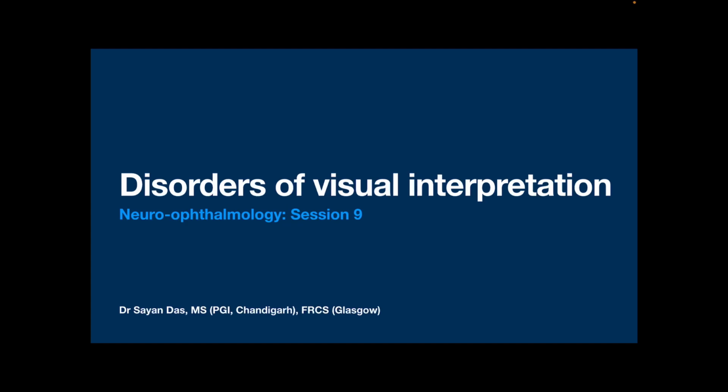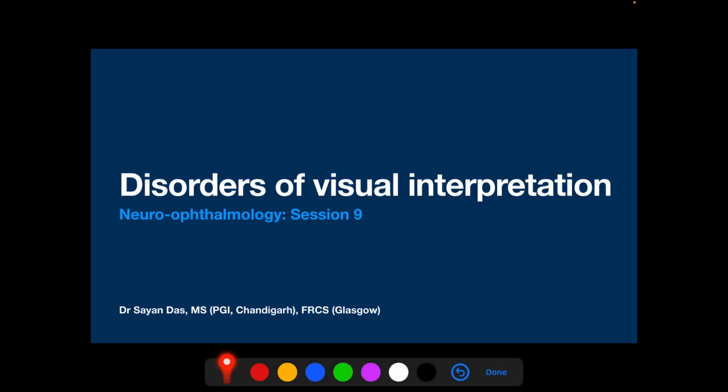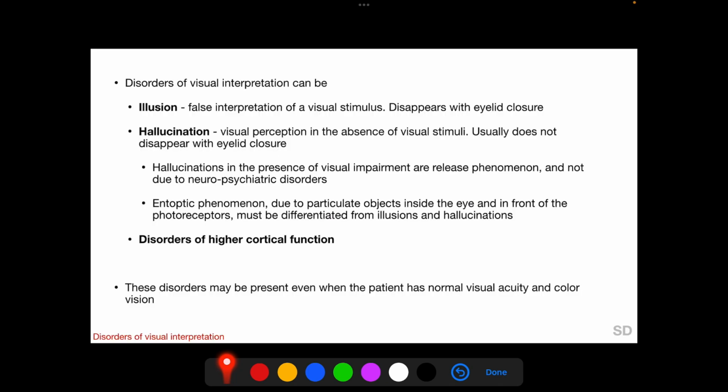In this session, we are going to discuss the disorders of visual interpretation, particularly those of higher cortical function as related to vision. Disorders of visual interpretation can be classified as illusion, hallucination, and disorders of higher cortical function. Illusion occurs when there is a visual stimulus in the visual environment, but the subject interprets the stimulus erroneously. So illusions disappear with eyelid closure when the subject no longer sees the visual stimulus.